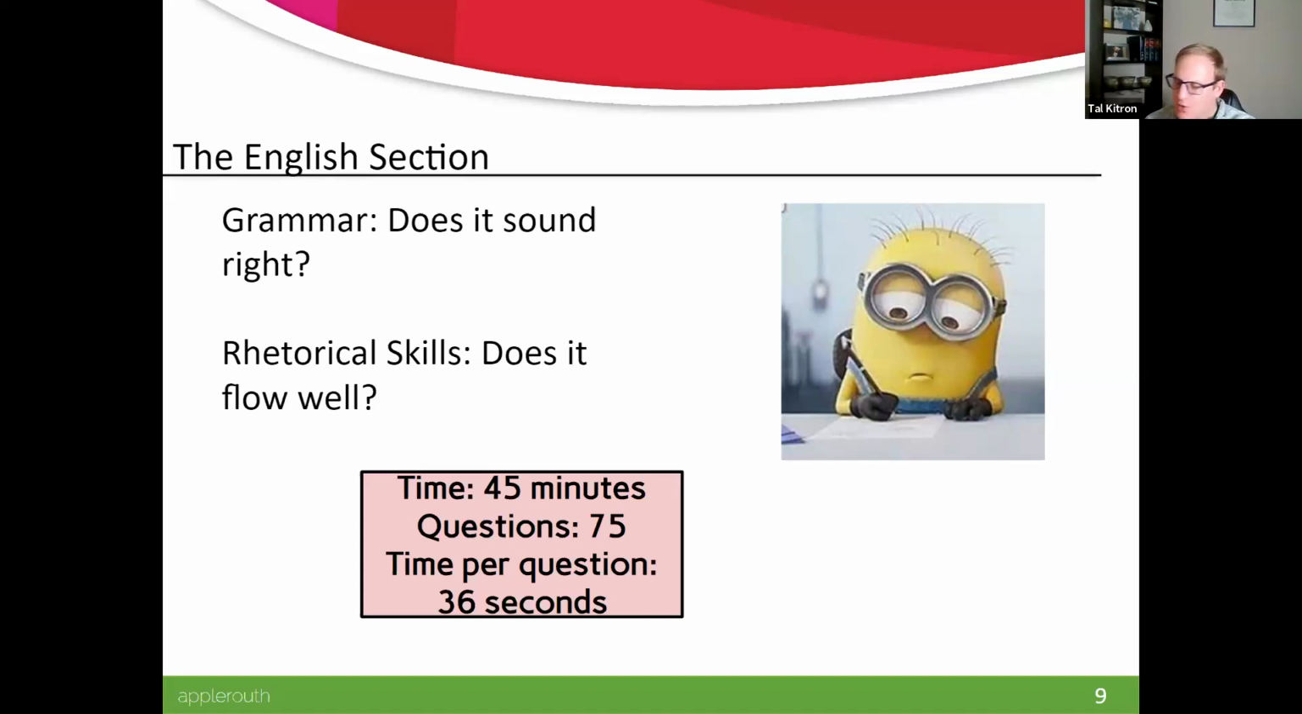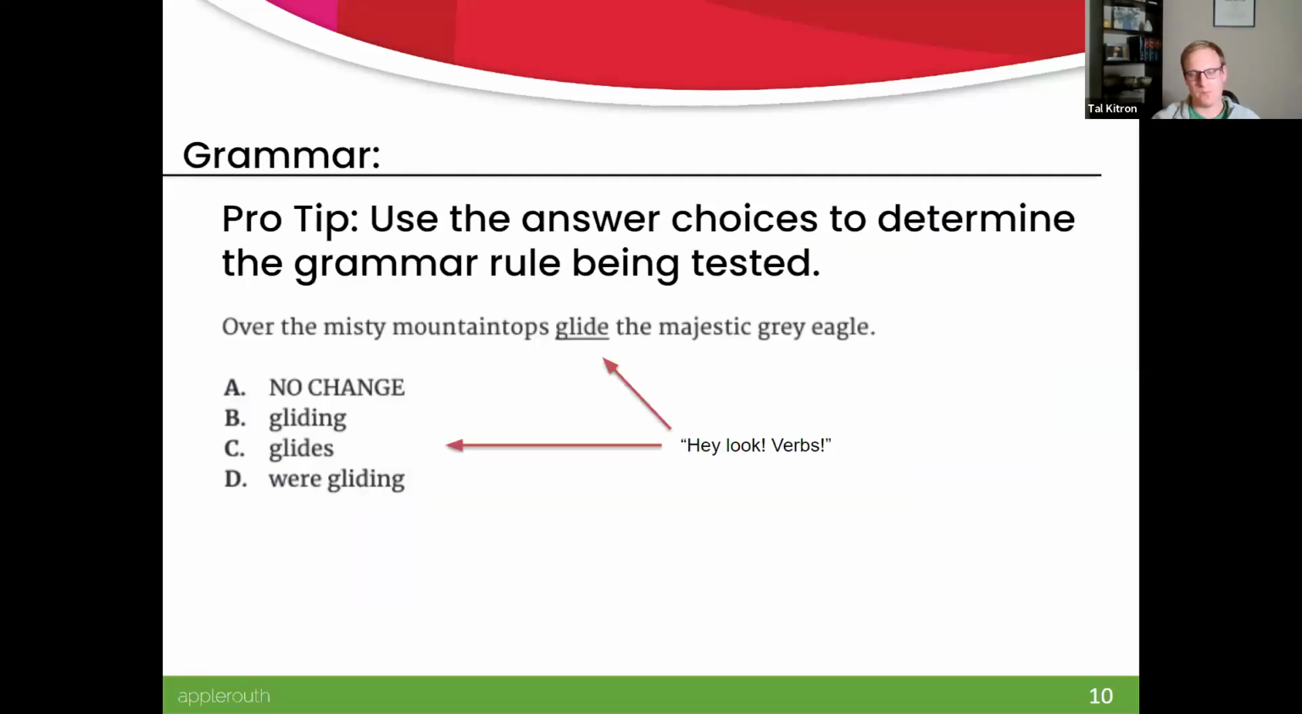Notice the average time per question is 36 seconds, but some questions are going to be like 5 or 10 seconds once you practice and understand what they're getting at, and then others may take a minute, and we average it out. So if you need to skip around on some of the rhetoric questions that are longer, that's certainly an option. Here's an example of what a grammar question looks like.